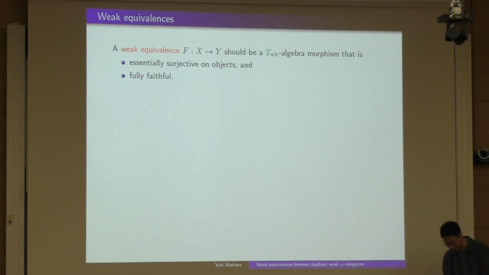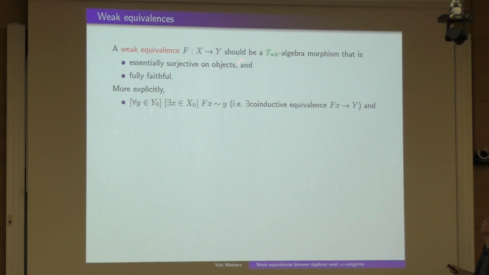Essentially surjective on objects should mean that for any object y in Y, there's an object in X that maps to that y after a suitable notion of equivalence. And that suitable notion of equivalence here is that of the co-inductive one. Okay, that's a typo. That should be a little y. But this is what I mean by essentially surjective on objects.